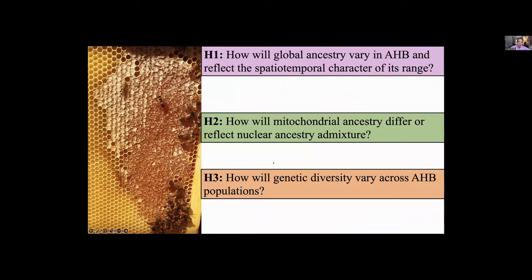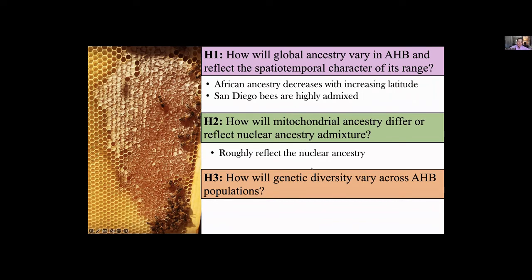So in conclusion, in terms of admixture, this pattern emerged that African ancestry does decrease with increasing latitude if you look at our 4 populations in space, and that San Diego bees are highly admixed, which is super cool because I'm a born and bred San Diegan, very proud of my city, and I like to see how diverse our honeybees are there. And how will mitochondrial ancestry differ and reflect nuclear ancestry admixture?